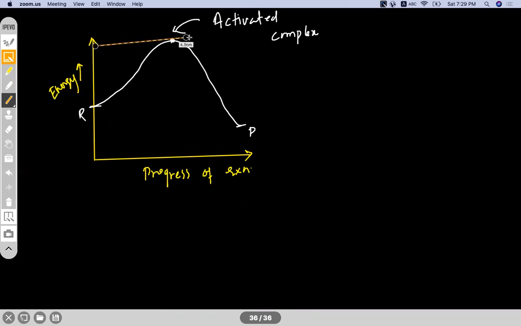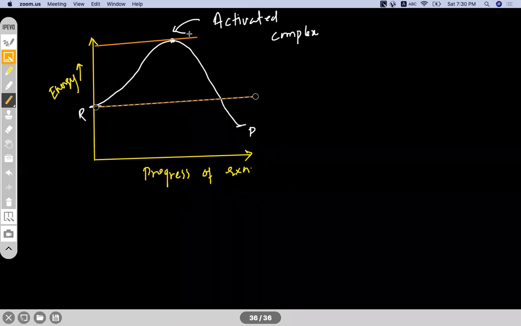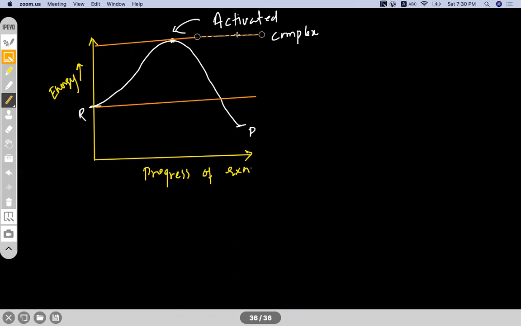This is the energy of the activated complex. This energy gap from the reactant to the activated complex, we call it the activation energy, EA, for the forward reaction. This energy gap from the product to the activated complex is the activation energy for the backward reaction.